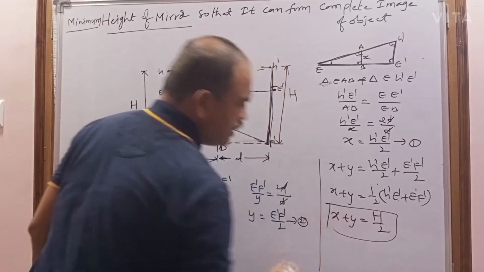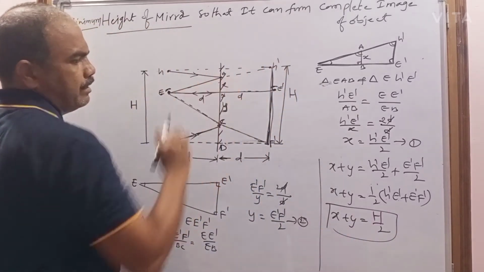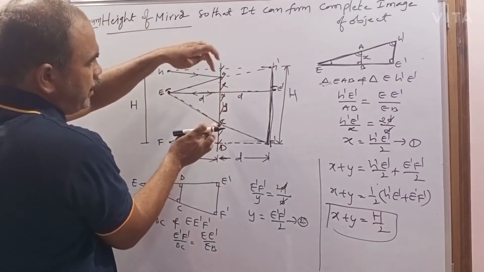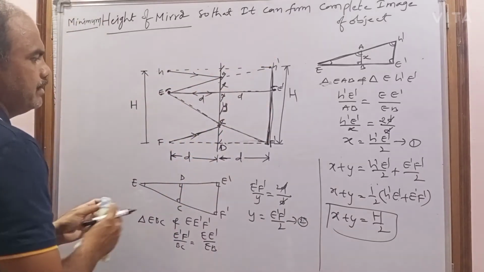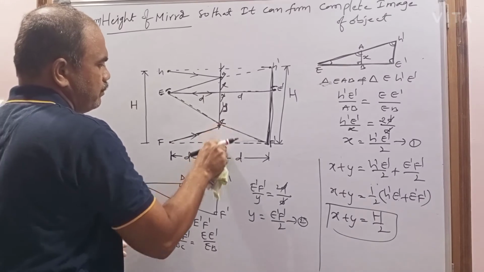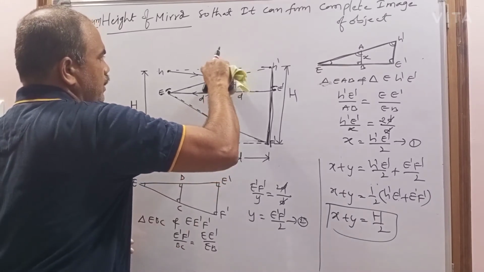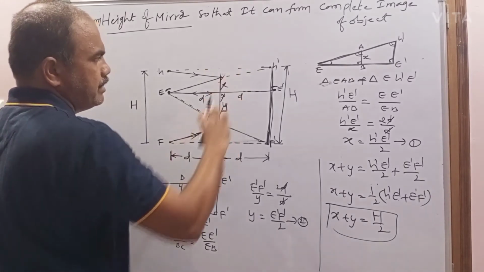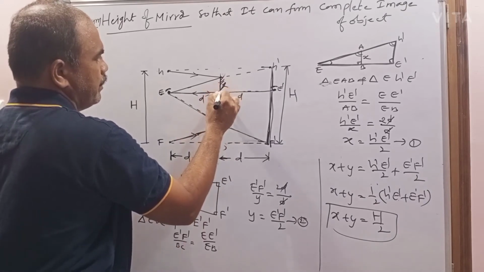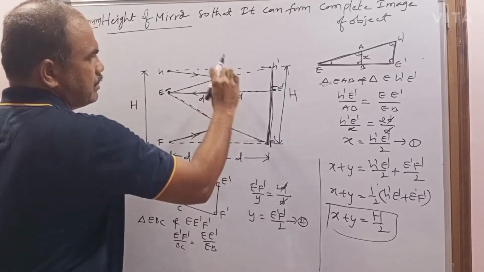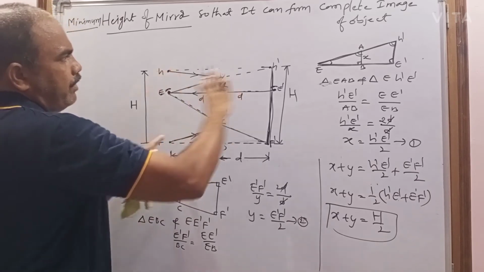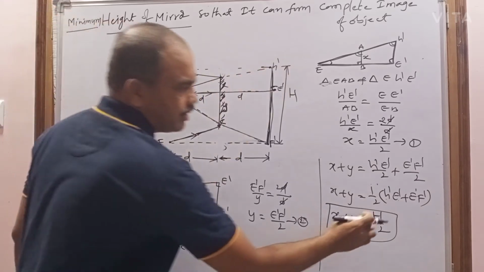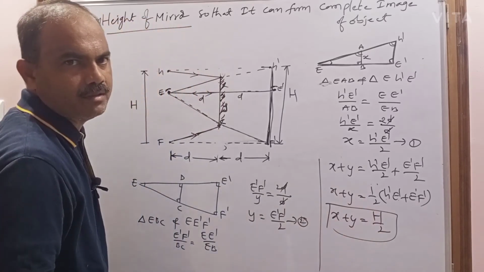So what is x plus y? X plus y is this part, and only this part of the mirror is required to form the complete image; this other part is not required. So only this part x plus y is required, the remaining part is not required. What is the minimum height of the mirror so that it can form the complete image? That is nothing but h by 2, half of the person's height.